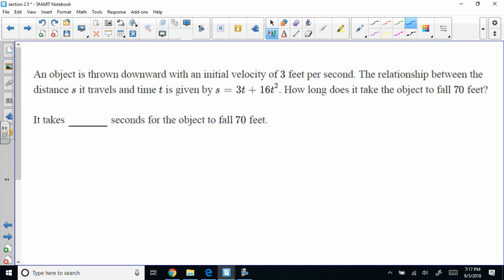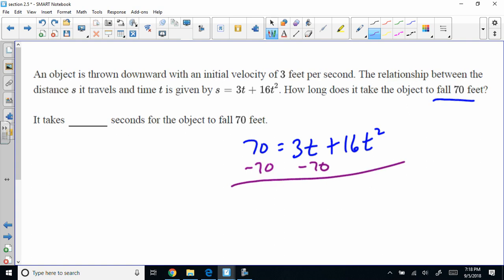If you wanted to see how long it took to hit the ground, you would set it equal to 0, and that's solving it. Here, your output is 70, so it's going to be set equal to 70. So you got 70 equals 3t plus 16t squared. And of course, in order to solve a quadratic, what do you have to do, folks? You got to set it equal to 0. Always got to set it equal to 0.